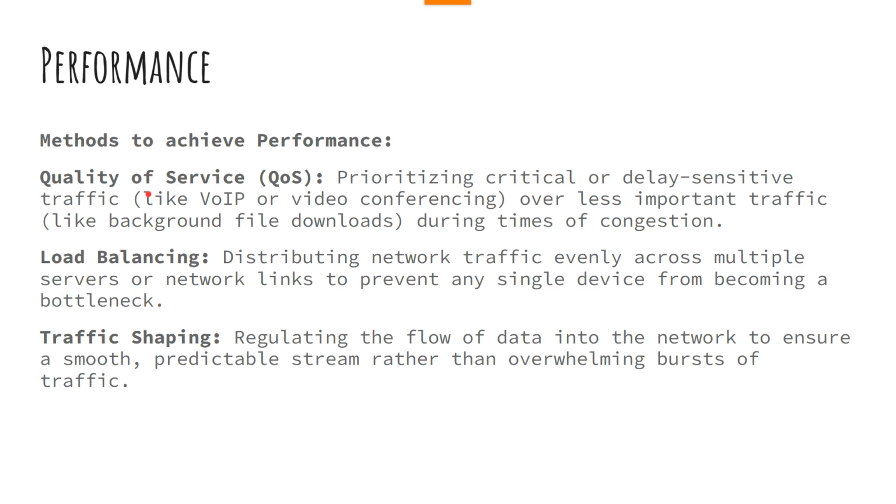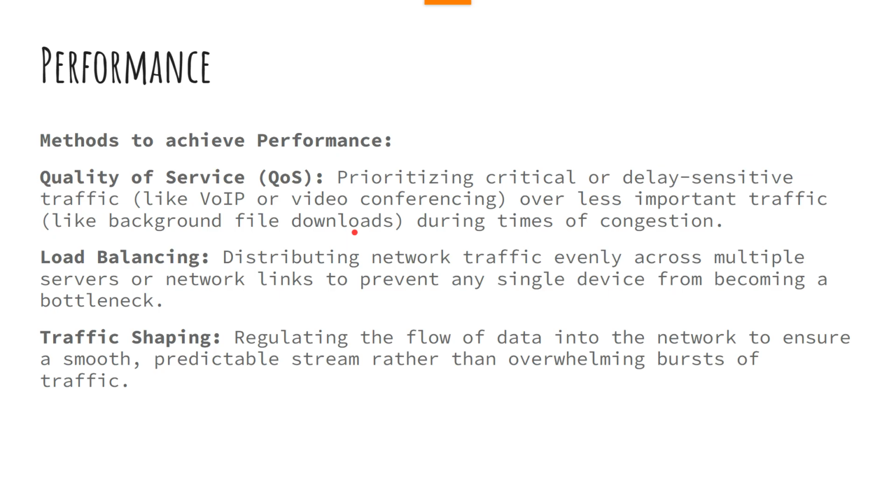Now what do we mean by quality of service? Prioritizing critical or delay sensitive traffic like VoIP, that is voice over IP, or video conferencing over less important traffic like a background file download during times of congestion. So let us say if there is a video conference going on, then obviously the discussion that is happening, or the frames of those videos, happen to be time sensitive, right? So this is something which needs to get priority over a file transfer that is happening.